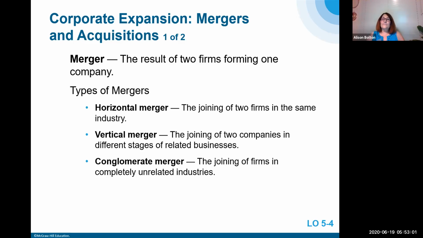A merger: two firms coming together to form one. Standard procedure, happens a lot, but we have three different kinds of mergers, and I'll show you a picture in a moment so you get a visual of this. The most common is when we have two firms coming together in the same industry. So let's say Coca-Cola and Pepsi came together. Very simple, not going to happen, but that would be a very good example.